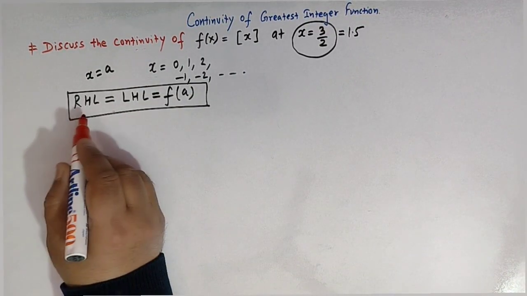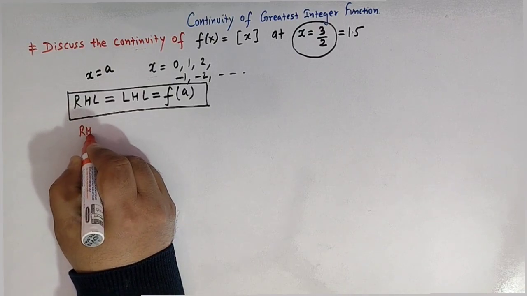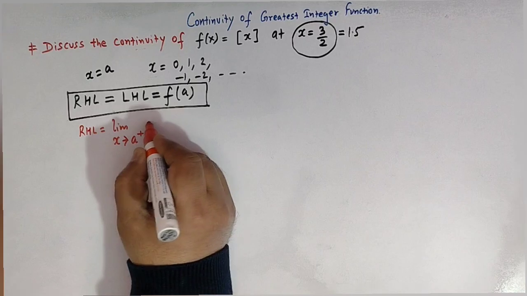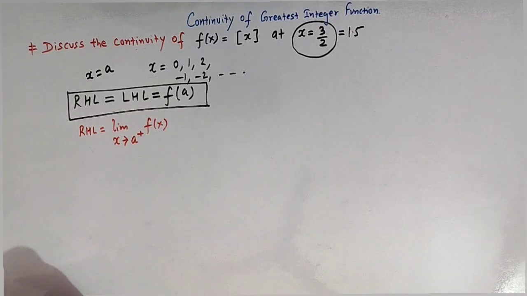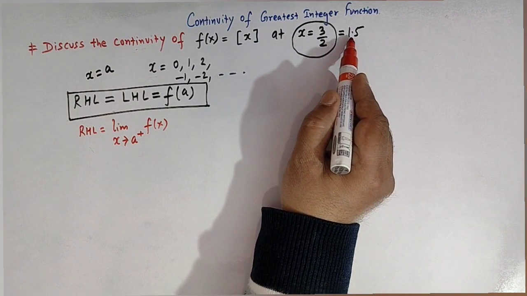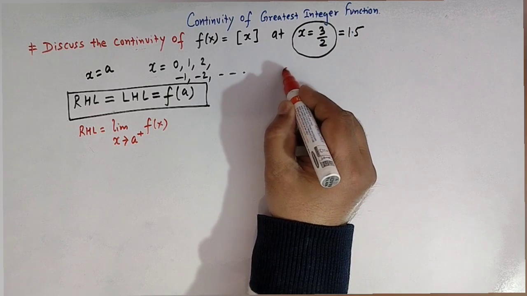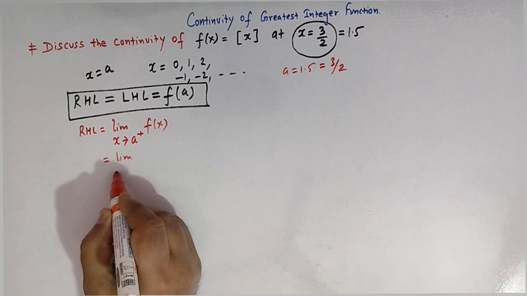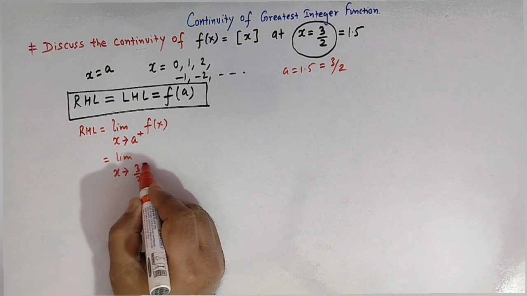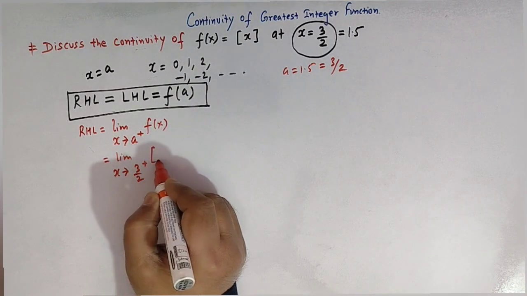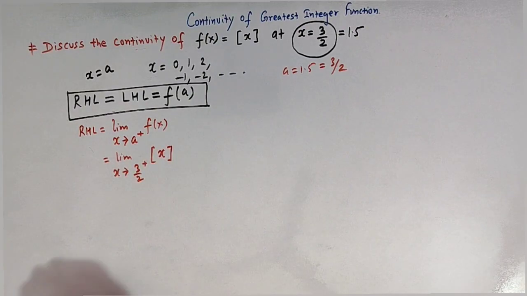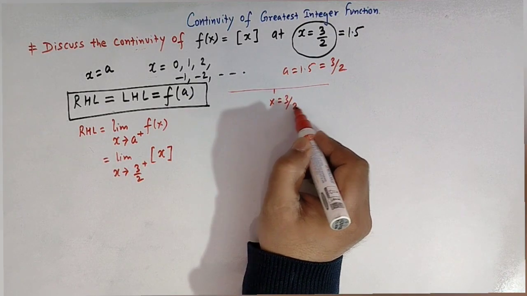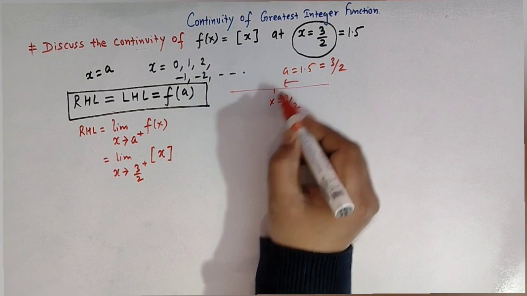Now let us first find out the right hand limit, right? So the notation for the right hand limit is limit x tends to a, and here we have a positive sign, and here we have the function f of x, right? So here the point of consideration is 3 over 2, that is 1.5, right? So here we have 1.5 or 3 by 2. So now we can write limit x tends to 3 by 2 plus, and for f of x we can now write greatest integer of x, right? So here the positive sign shows that we are approaching x is equal to 3 by 2 from the right of x is equal to 3 by 2, right?